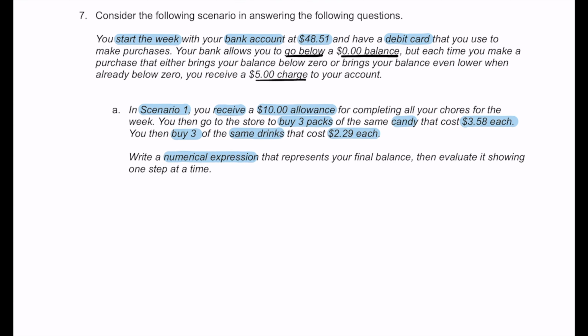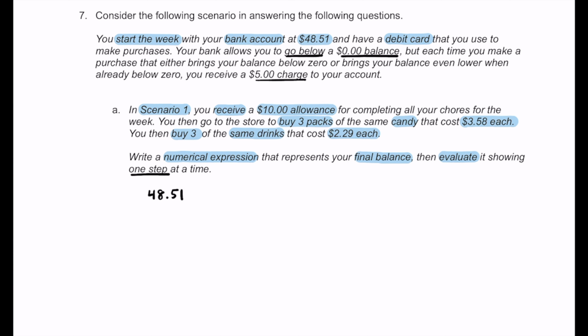Now, what we're asked to do here is write a numerical expression that represents the final balance, so how much is in your bank account at the very end, and then we're going to evaluate or solve it, showing one step at a time, so making sure we're being very systematic here. All right, now remember that we already have $48.51 at the beginning, so that's going to be positive, and that's going to be at the very beginning of our problem. So $48.51 is what we're starting with.